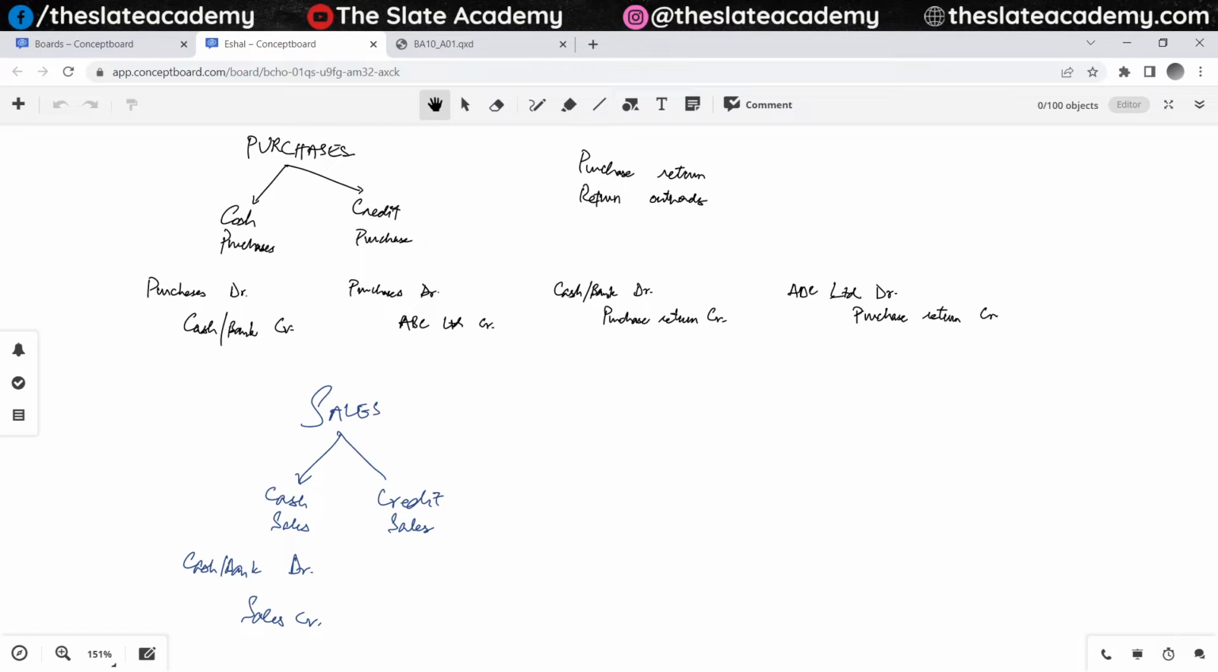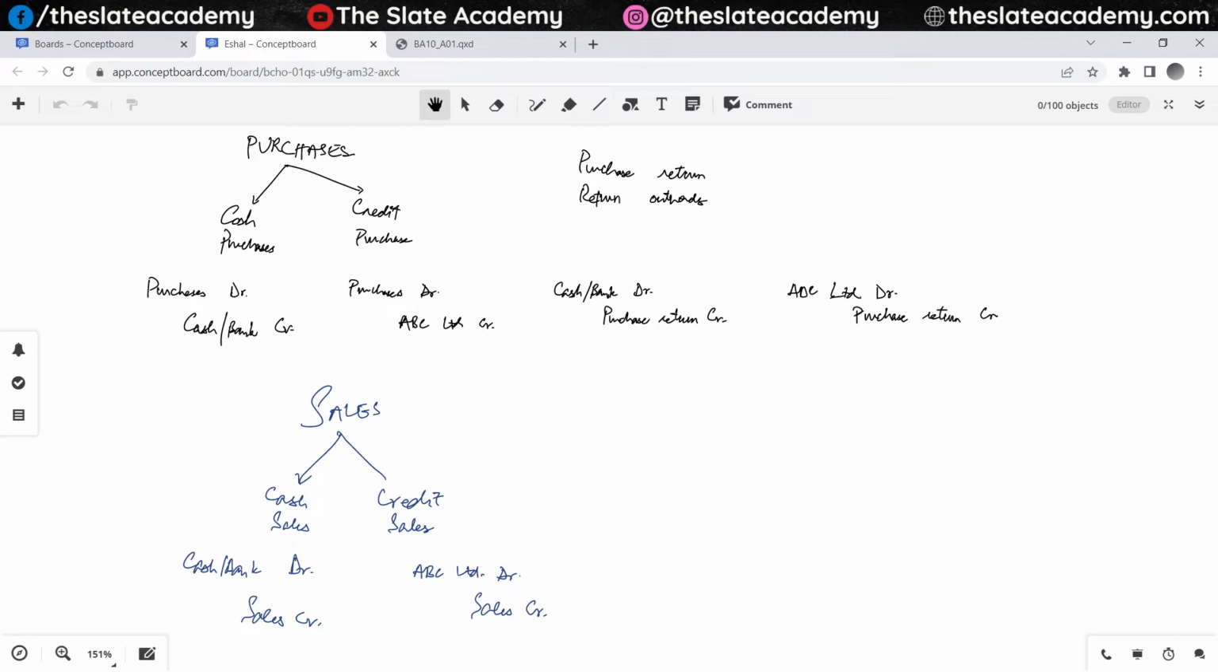Similarly, if I'm selling the goods on credit, instead of getting cash or bank, it would give rise to an asset of debtor. So ABC Limited, whoever happens to buy goods from me, their account would be debited, and income increases, so the sales account is credited. Easy.